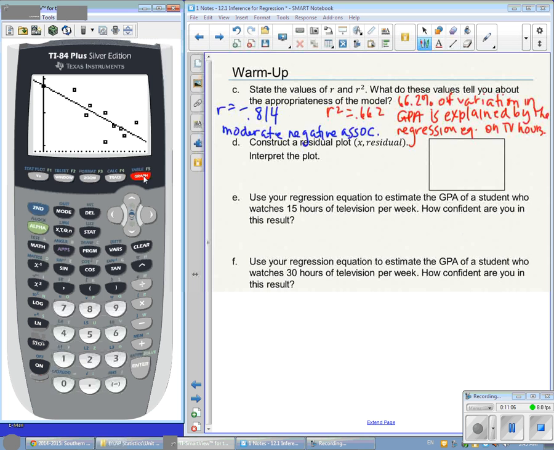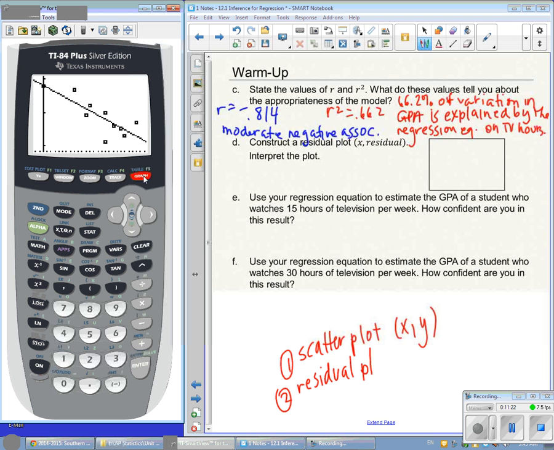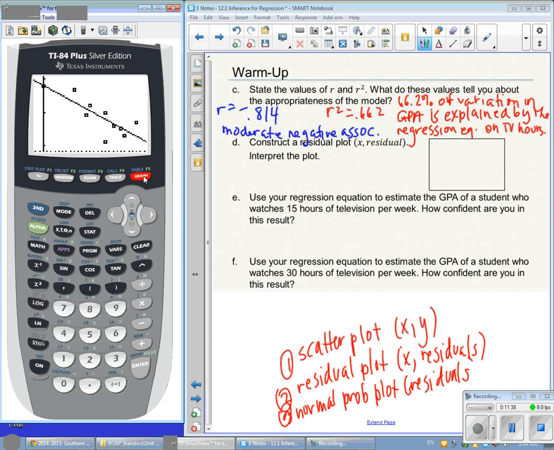But for all of the inference techniques that you're going to be doing, every single problem is going to require a scatter plot of the original data of x versus y, a residual plot of x versus your residuals, and it's also going to require, this is a new one, a normal probability plot of the residuals. So every single problem regarding inference on regression is going to require those three graphs.